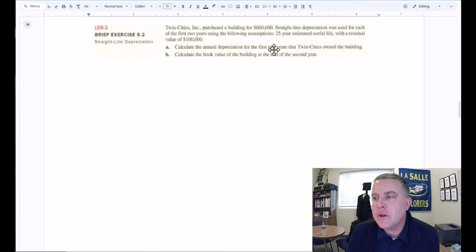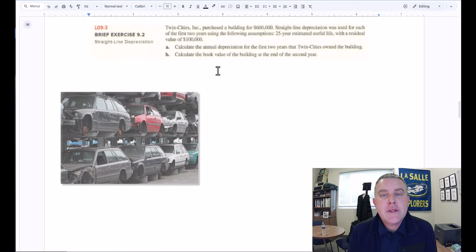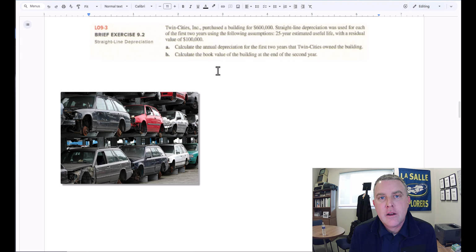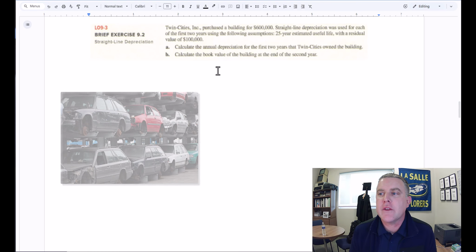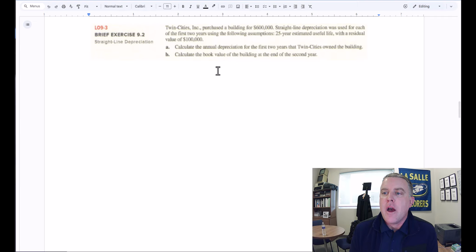Straight line depreciation was used for each of the first 2 years using the following assumptions. The asset has a 25-year estimated useful life, and there is a residual value of $100,000. Remember, residual value represents what you think you can get when the asset is all used up, and you can sell it at the end of its life, maybe for parts, for scrap. We can send it to the junkyard, and the junkyard will make money by selling the metal or whatever the asset is made of. Okay, so that's the idea with residual value.